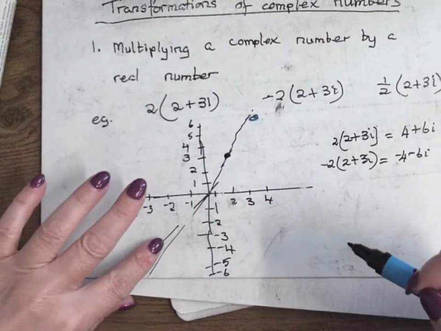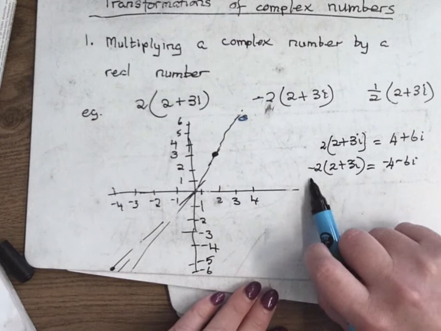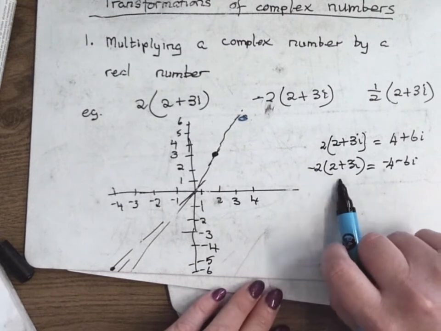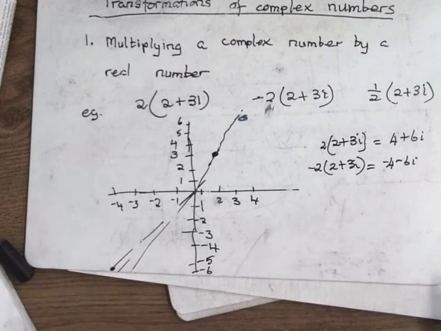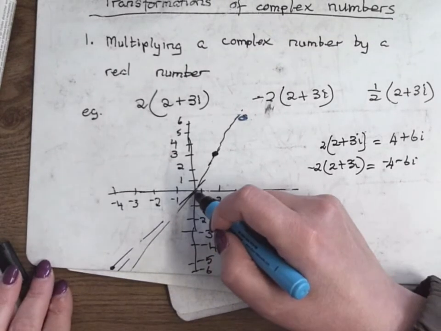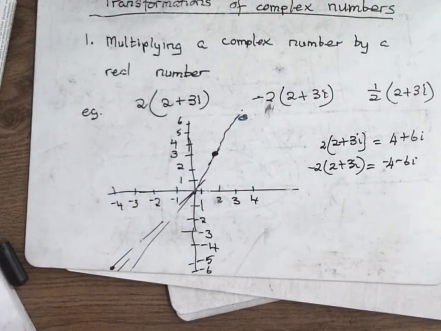Is that all right? Okay, so when you multiply by minus 2, you double its distance from the origin again. But the minus means you put it in the opposite direction. No, the origin is 0, 0, right?